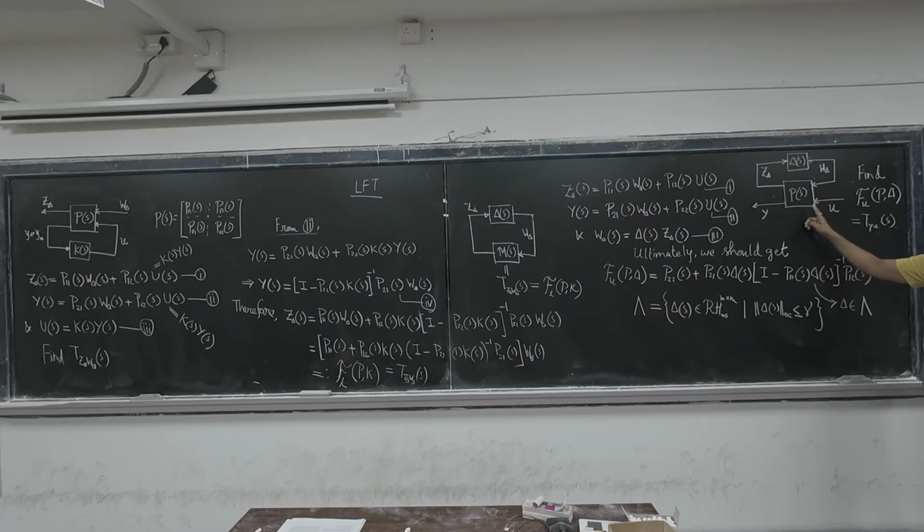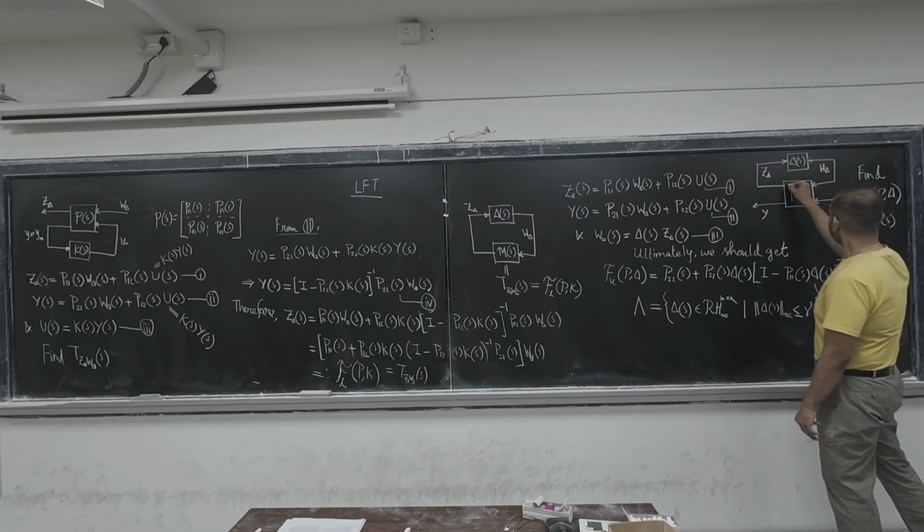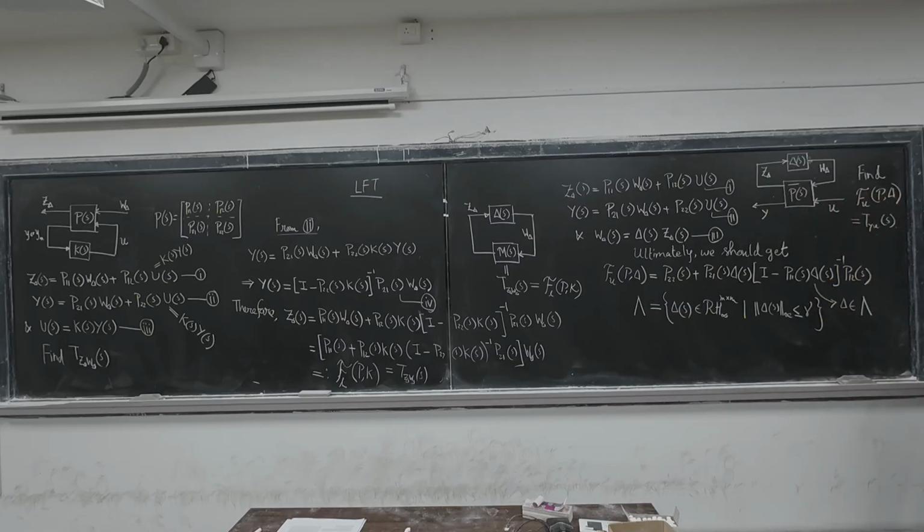Actually we do this after taking the lower LFT. That means suppose you have already taken the lower LFT, and this K is already embedded, then you are bringing the delta. So here I am giving a P bar of S. P bar of S means you have already embedded K, so you have got FL. Now with that FL you are connecting the delta, so then you can find out TYU. That is actually the purpose.